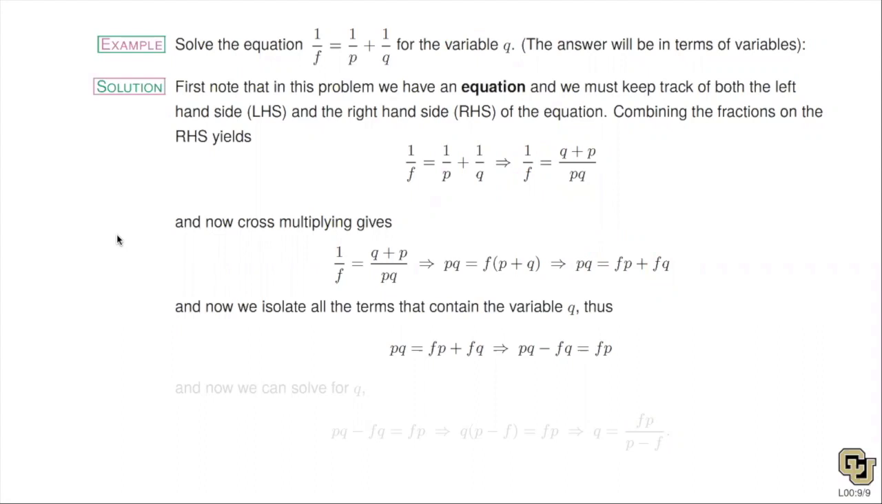And now I can factor out the Q and isolate it and solve for it. Factor out the Q on the left-hand side here. Divide both sides by P minus F. Of course, I make the assumption here that P minus F is not equal to 0. Actually, I make the assumption that F, P, and Q are all not equal to 0, and P minus F is not equal to 0 for this problem to make sense.